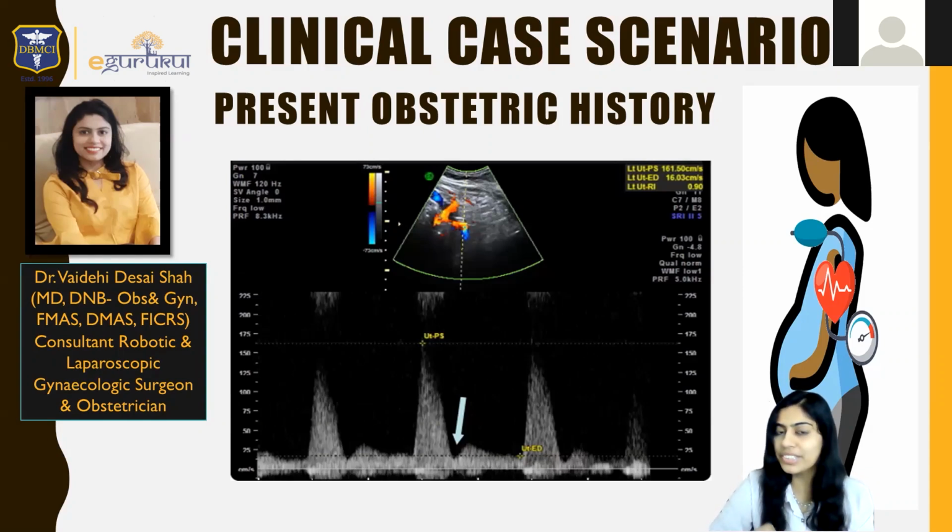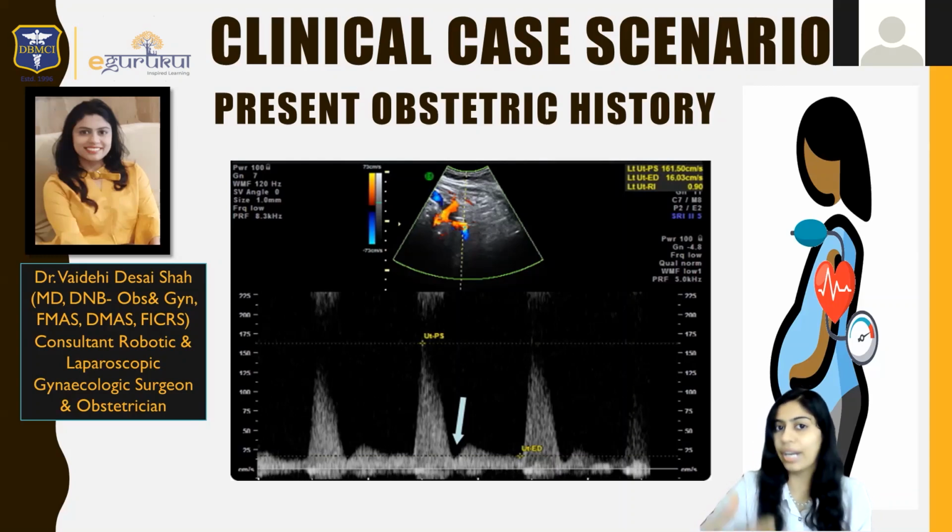If you note this arrow, these are the 2 waves basically. That is an upward peak and that is a small peak, right? This upward peak is known as the peak systolic velocity, the peak systolic flow. So this is the blood flow in the uterine arteries during systole. And that is the blood flow to the uterine arteries during diastole, which is shown by the smaller mountain. But there is a notching, represented by the arrow, which is seen during the diastolic phase. This is known as the diastolic notch in the uterine arteries.